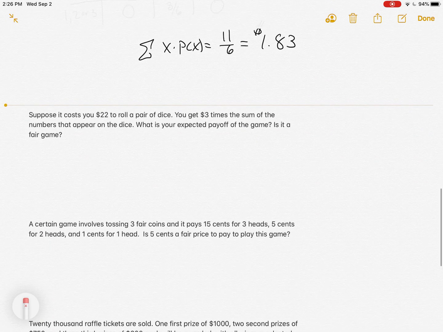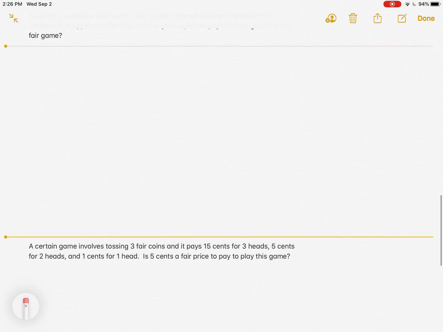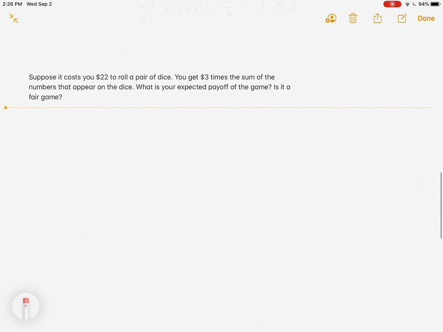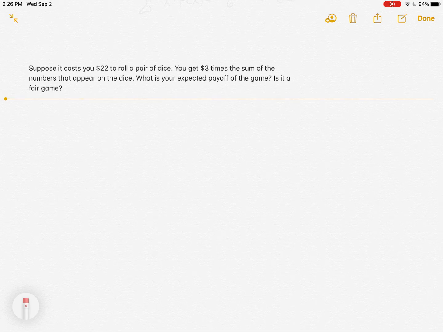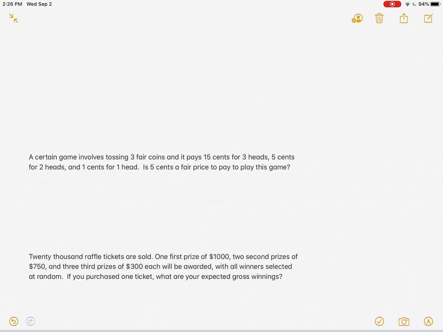Okay, the next question's a little bit more involved. So let me bring this down. Suppose it costs you $22 to roll a pair of dice. You get $3 times the sum of the numbers that appear on the dice. What is your expected payoff of the game? Is the game a fair game? Now the $22 that they're mentioning right up front actually is the last thing that you consider.